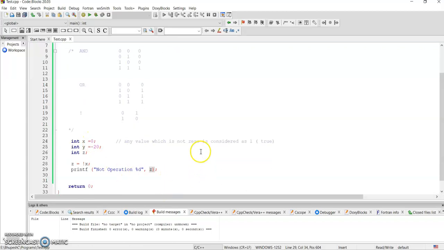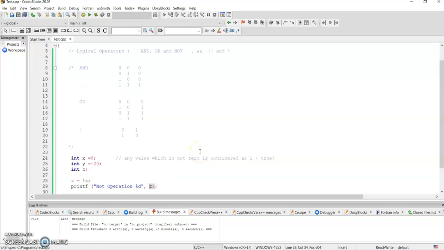Now we are very clear with logical operators. In the subsequent session, we are going to use these logical operators in control statements.